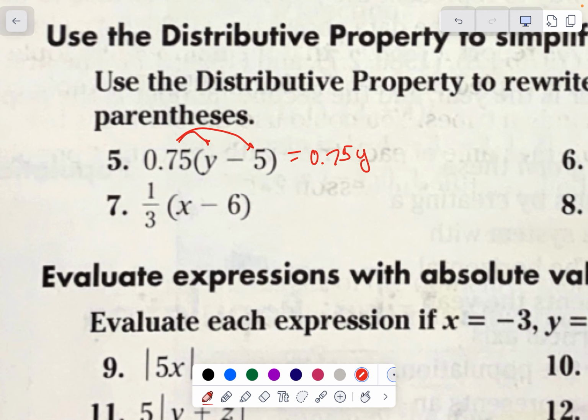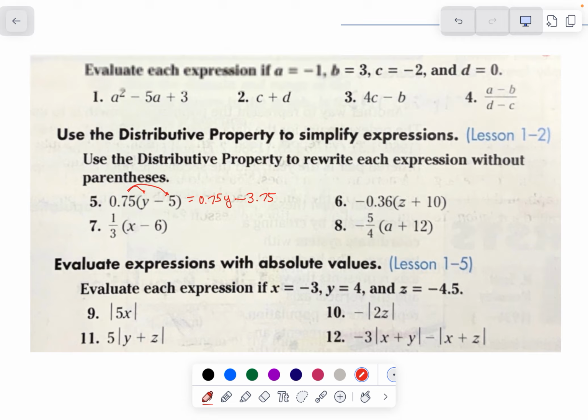I think is 3.25. Let's check though. Yeah, so it's negative 3.75 when you multiply those. So that's all they want you to do for that little spot there.